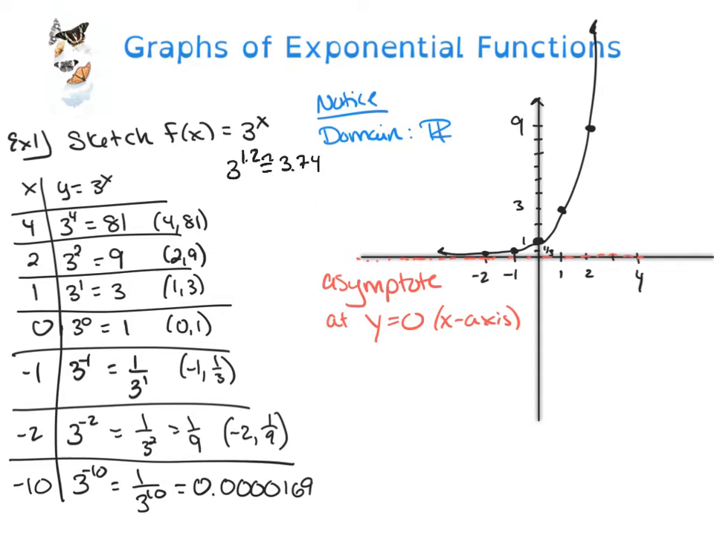The next thing I want you to notice is the range. So in this particular graph for just 3 to the x, the range has a low value, a boundary down here of y equals 0, but it doesn't actually touch y equals 0, so I have to put a parenthesis at 0, and the y's go all the way up, so 0 to infinity.